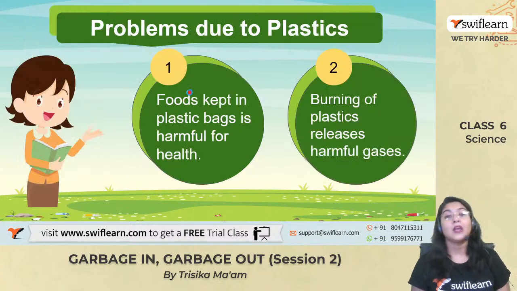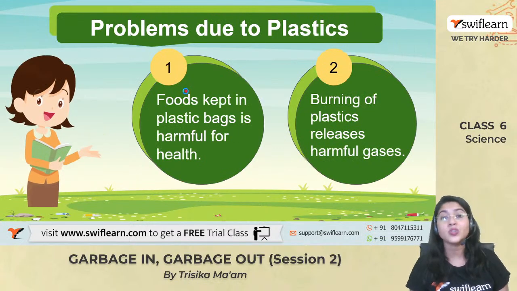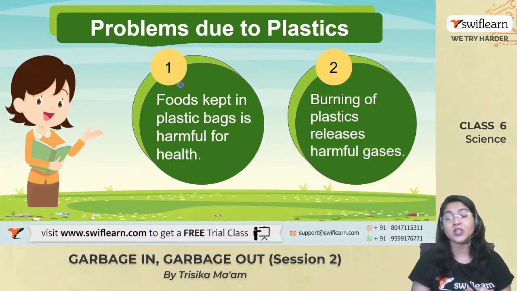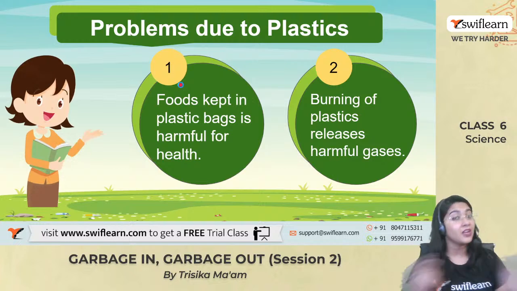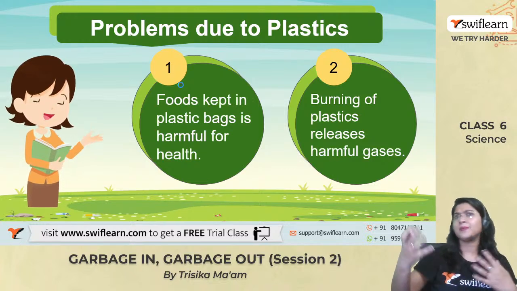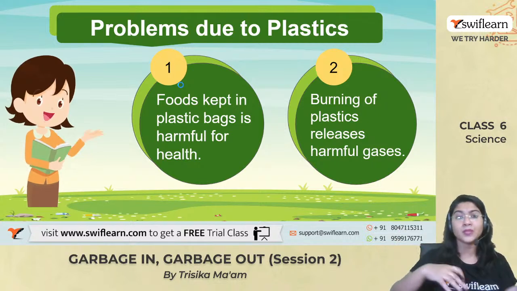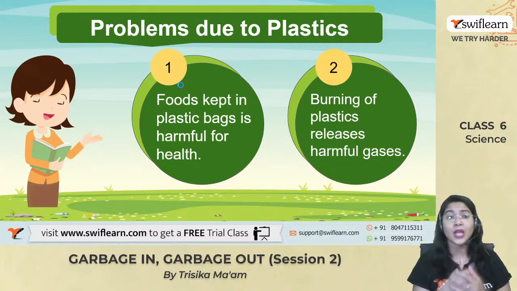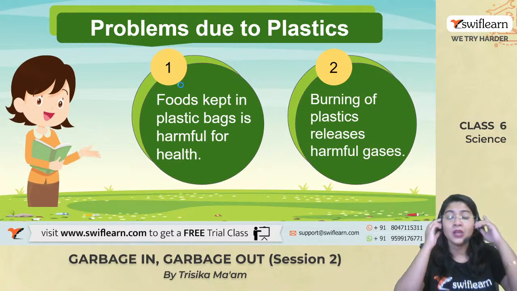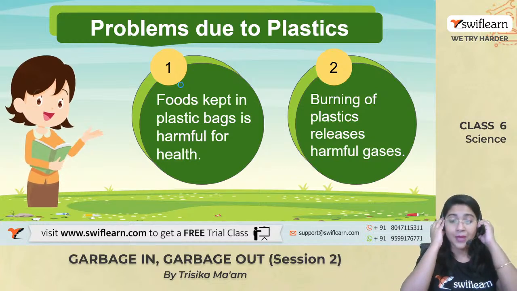Fine. Now, what are the different problems which are caused due to plastic? First of all, the food kept in plastic bags is very harmful for our health. If we keep just the cooked food within a plastic can or plastic bags, it can mix with it, and when we consume it, it will create a lot of problems in our body, right? Different types of health issues will come up, right?